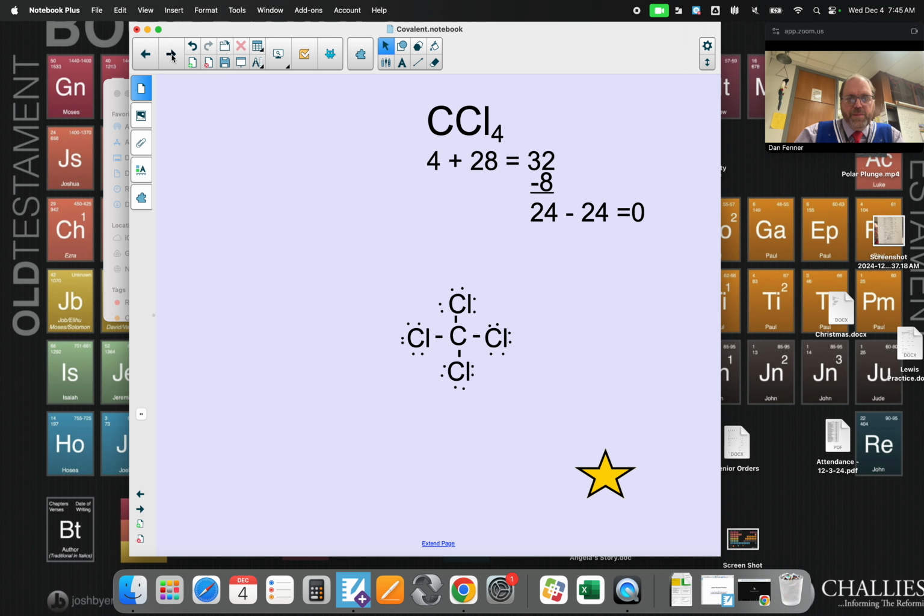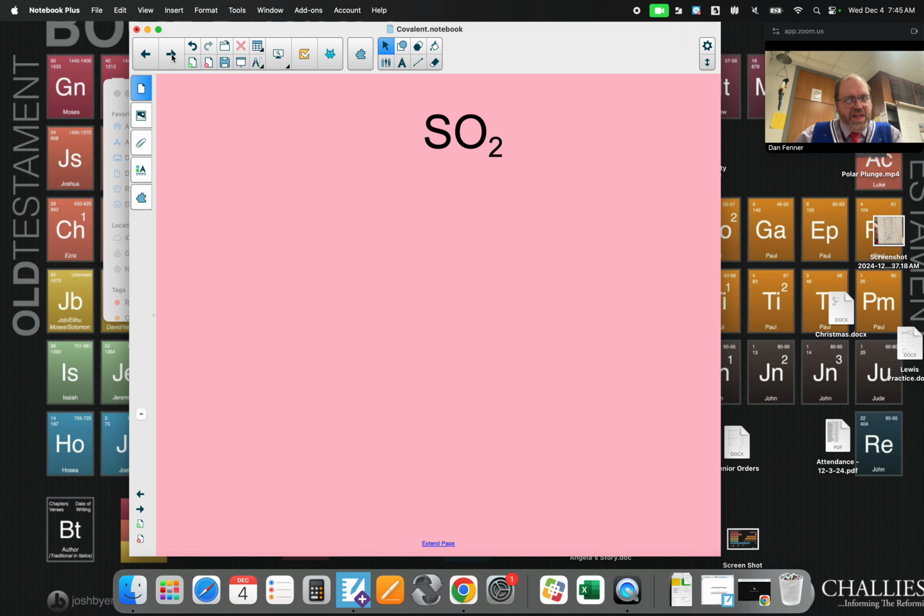All right. Now, let's do these 2. These next 2 are not going to make us very happy, but this is where life takes us. So sulfur dioxide. Sulfur has 6. Oxygen has 6 times 2. That's 12. 12 and 6 is 18 electrons. Sulfur is my center.